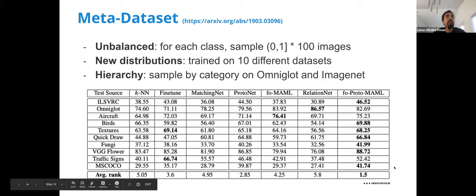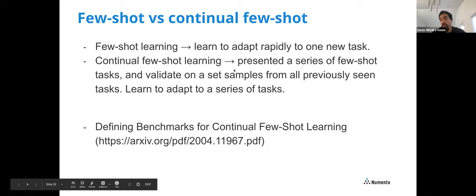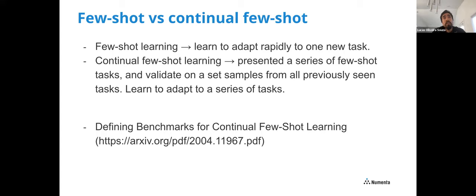And just to finish here, there's a distinction between few-shot and continuum few-shot. I didn't go very deep into continuum few-shot, which is the problem we're dealing with now. The biggest difference is that in few-shot, you want to learn how to adapt rapidly to just one new task. Whereas in continuous few-shot learning, you're presented with a series of few-shot tasks, and you validate on a set of samples of all the tasks you've seen in that round. You want to learn how to adapt to a series of tasks instead of one task. So you want to learn continuous few-shot learning instead of just few-shot learning. And you don't necessarily need the few-shot in the continual learning paradigm.